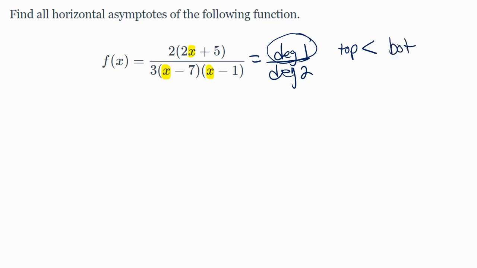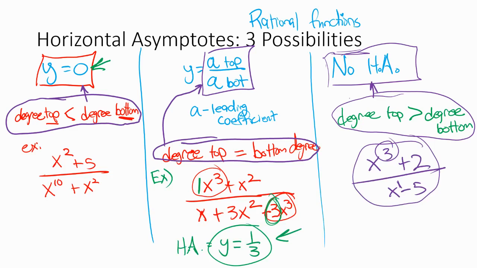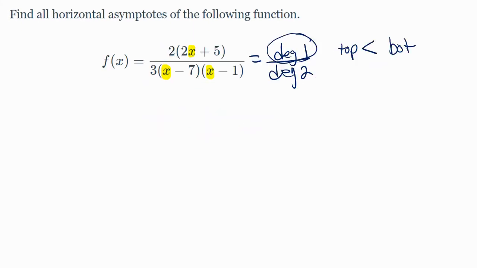So in this instance, anytime the bottom degree is bigger, on our sorting chart, we'll see the answer is always y equals 0. So as soon as I identify the degree of the bottom is bigger, y equals 0 is my horizontal asymptote. It means as I go infinitely left and right, the bottom gets bigger faster, and it squishes the function to be heading toward the x-axis as you go left and right.